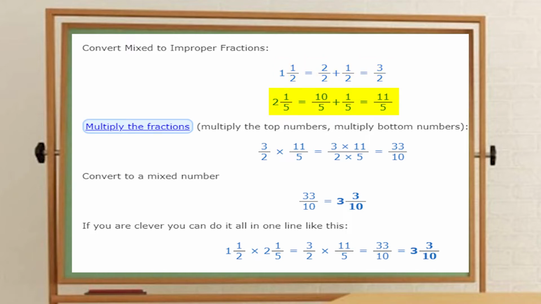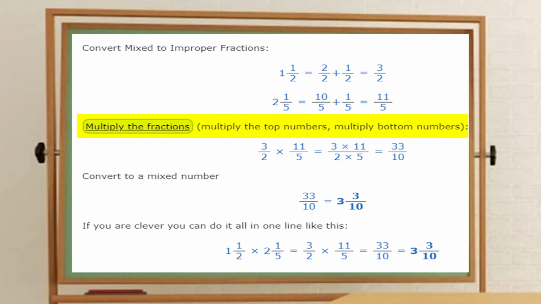Now we're going to convert the second mixed number into an improper fraction. That mixed number is 2 1/5. To do this, we're going to multiply the whole number by the denominator and add the numerator. In this case, we're multiplying 2 times 5 and we're adding that to 1. 2 times 5 would be 10 plus 1 will give us 11. Therefore, the improper fraction would be 11/5.